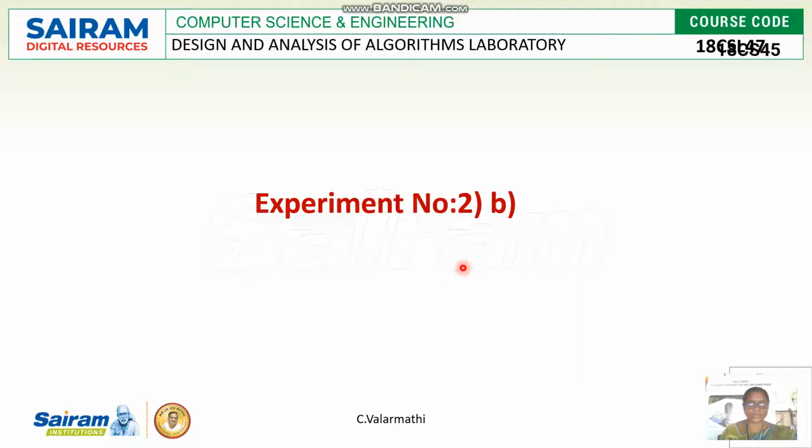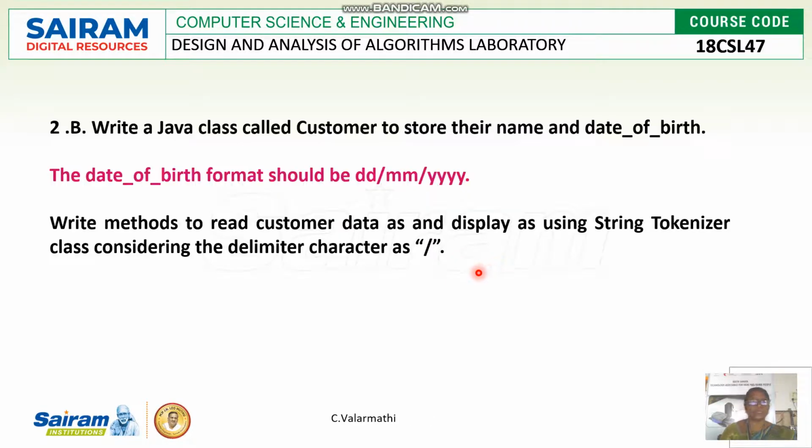In this video we are going to execute the second experiment in the B part. The question is, we need to write a Java class called a customer class which stores their name and date of birth. In that date of birth, the format should be dd/mm/yyyy. This is commonly used when you are entering your date of birth, right?